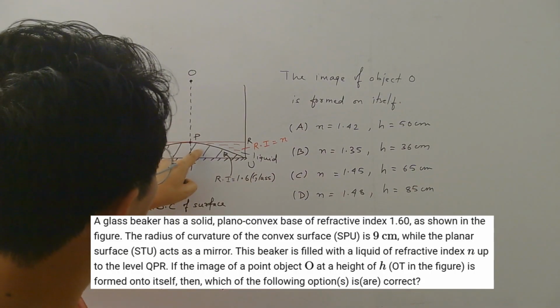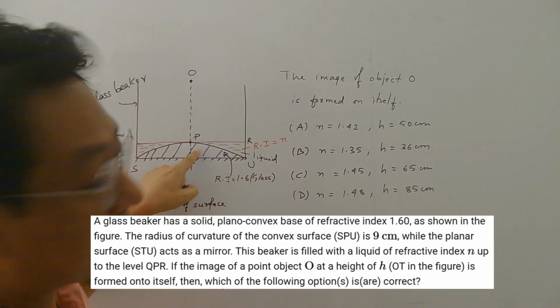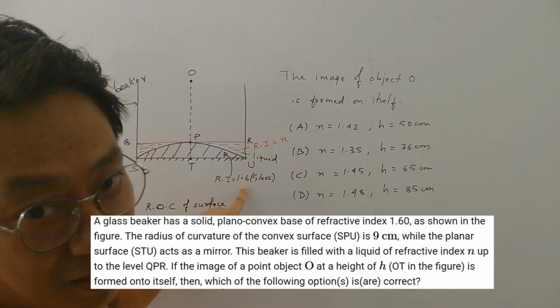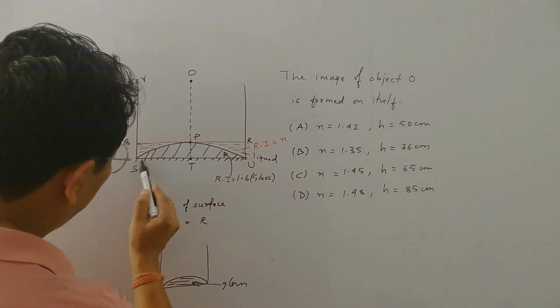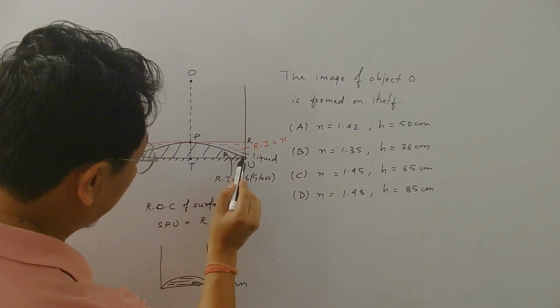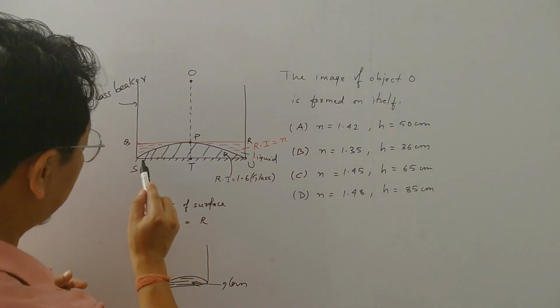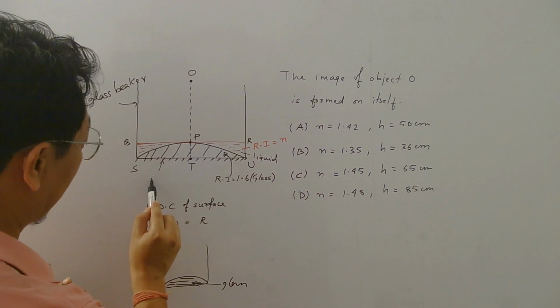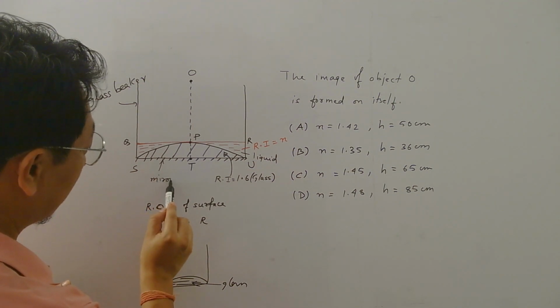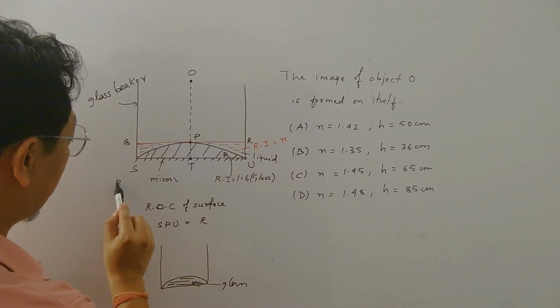And the refractive index of this portion of the glass is given as 1.6. The lower part of this, the plane surface part of this base, has been silvered. So this will act like a plane mirror.